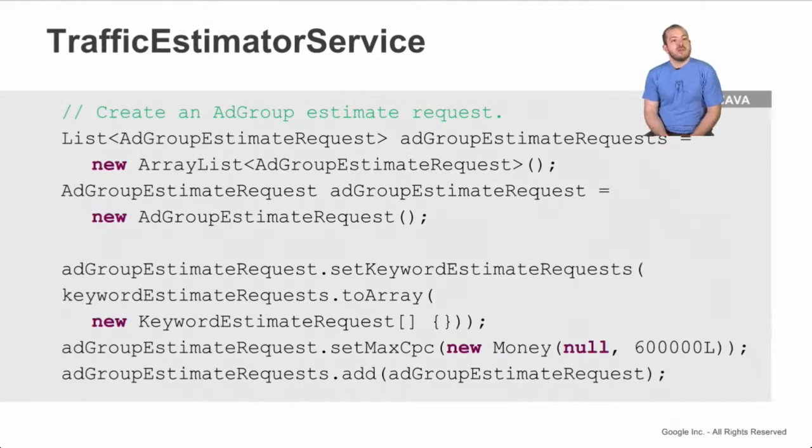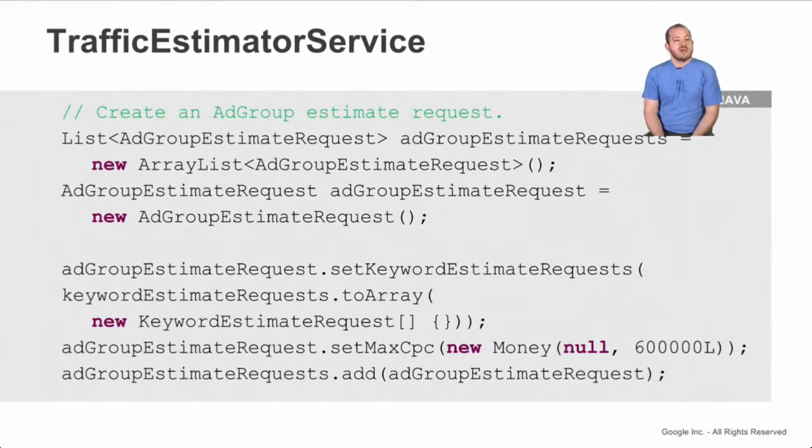Now, once we have all the keyword requests built up like that, we want to wrap them up in an ad group estimate request object. So we create an ad group estimate request and set the keywords there inside that ad group to be those keyword estimate requests that we just created. Here's also, you can set the max CPC for the ad group. So if you're trying to get an estimate based on a 60-cent CPC for this account, you can actually set in the estimate here, assume that the ad group is set with max CPC to 60 cents.